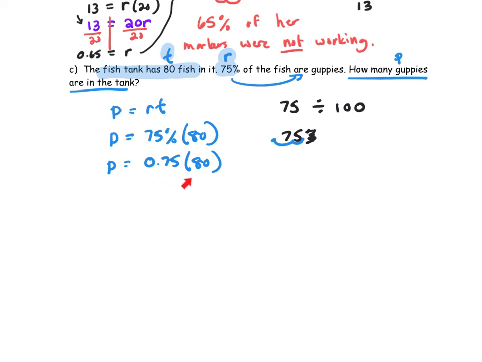Since these two numbers are on the same side together, there's no reason to use our solving steps. We're going to multiply 0.75 times 80. So please pause and do that in your calculator. And the answer is 60. So let's pause and make sure that makes sense. If there were 80 fish in the tank and part of them were guppies, well, 60 is part of 80. So that does make sense. And to the question we just answered, there are 60 guppies in the tank.